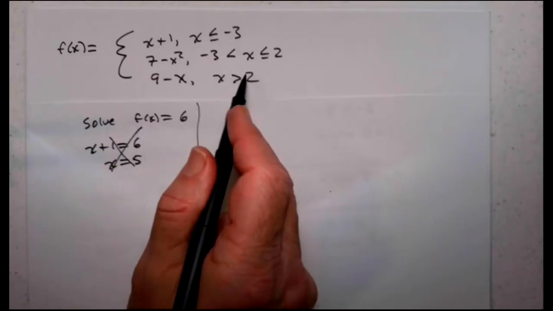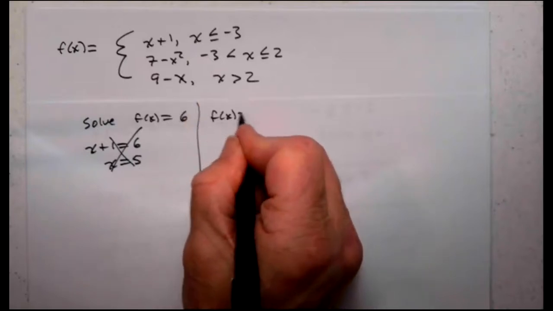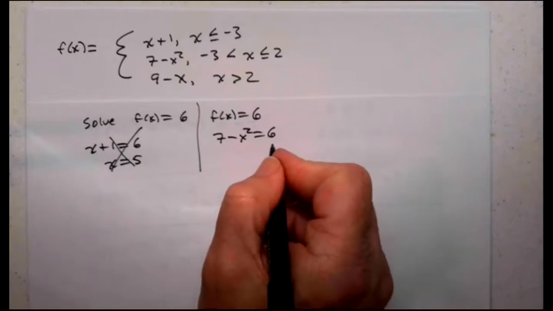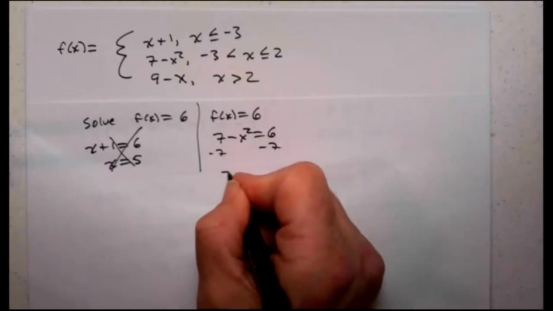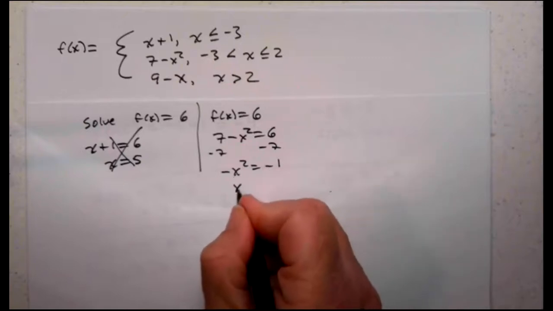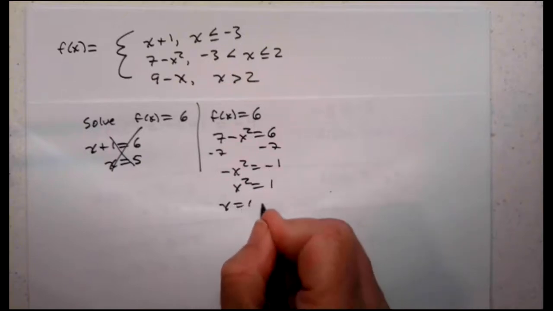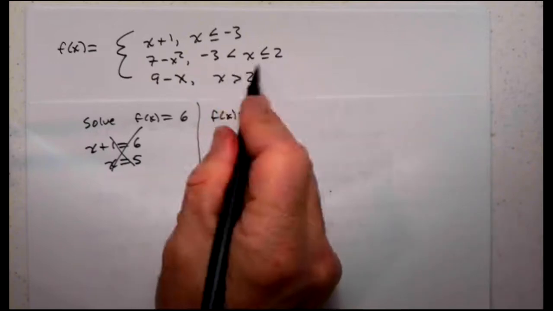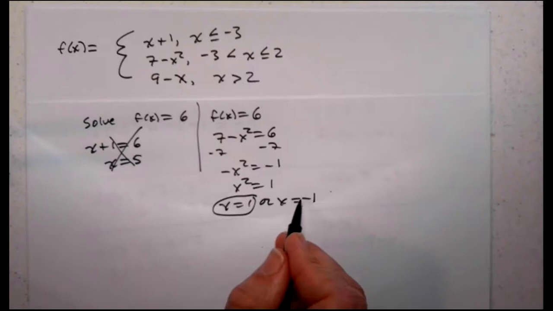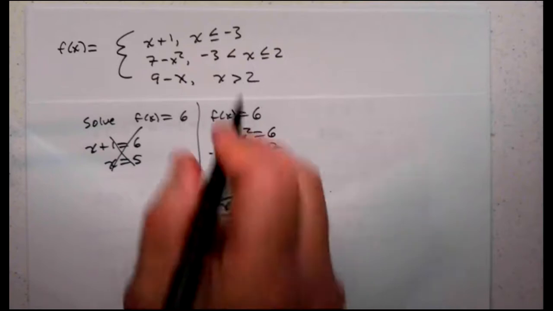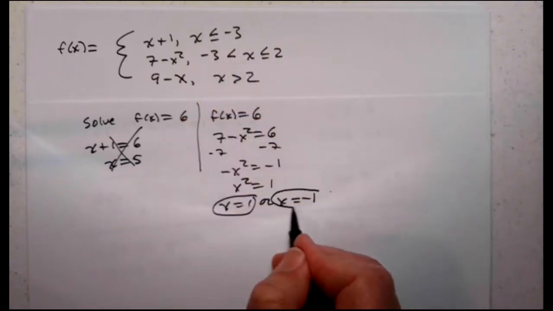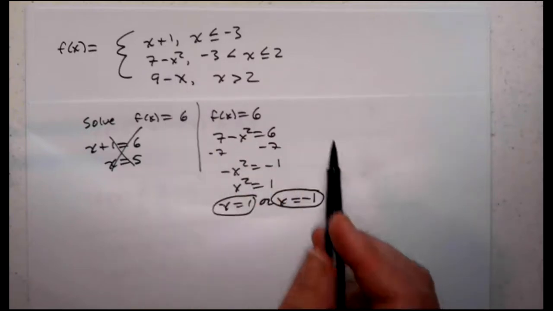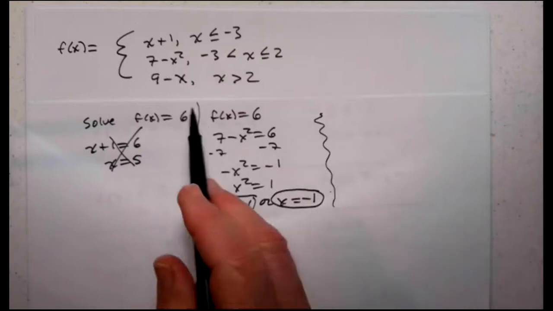How about the second one? If I have the second one, again f of x equals 6. If I'm on the second branch, 7 minus x squared is 6, which, subtract 7, negative x squared is negative 1, x squared is 1. So I get x is 1 or x is negative 1. Well, 1 is in that region, right? Between negative 3 and 2 on this branch, 1 is okay. Negative 1 is not. Well, yes, it is actually. Negative 1 is also between negative 3 and 2. They are both there. So both 1 and negative 1 would go to that second branch and result in 6. So there's 2 solutions.